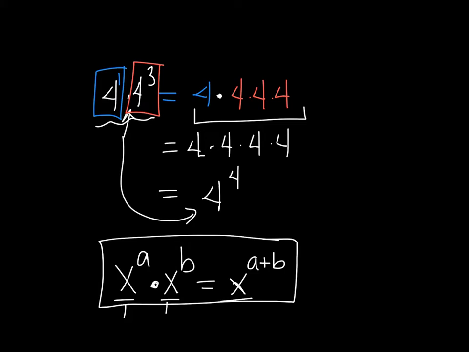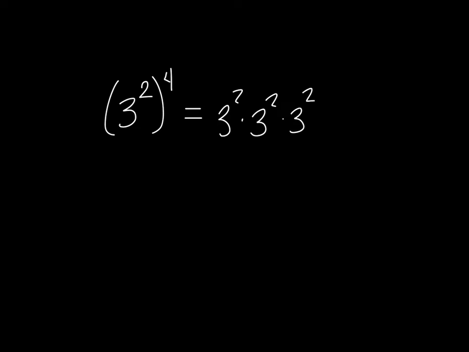Okay, the second thing that we're going to look at is, what if we have a number raised to an exponent, and then we raise that to another exponent? So if we look at what the definition of an exponent means, is this exponent right here. So this exponent right here is telling me that I have 4 of these. So I'm going to write those out. So I have 3 squared times 3 squared times, that's a third one, and then a fourth one, right?